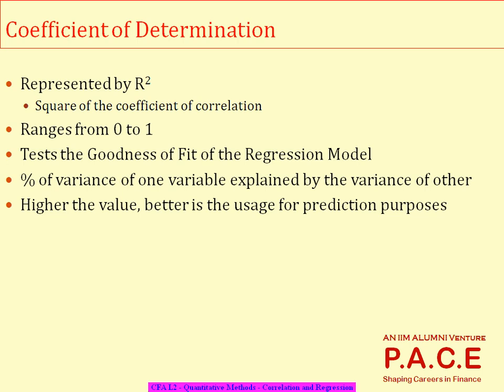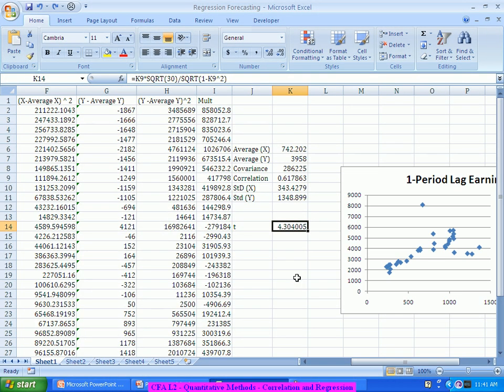The moment I am saying regression, the correlation coefficient plays a very significant role. The moment I find out R, R squared is nothing to do with the correlation there. R squared is the coefficient of determination. Now, what does it explain?